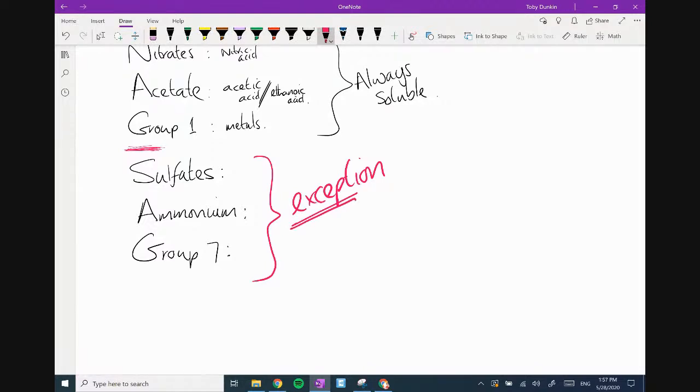And this is where PMS comes in. PMS: lead, because it's Pb, mercury, and silver. Now lead, mercury, and silver tie in to both groups. I'm going to color code this, guys. Please do the same if you can. And these guys get tied to both the sulfates and the group 7s.